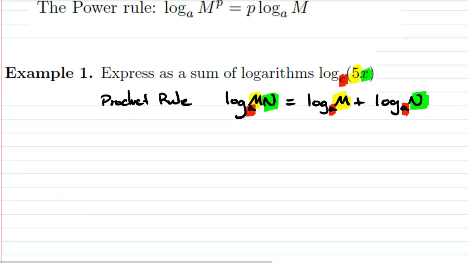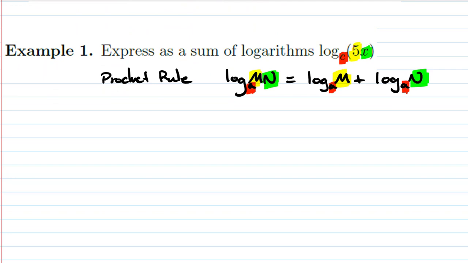So the logarithm base c of 5x is going to be the same as the logarithm base c of 5 plus the logarithm base c of x. So when we use this property, notice that the base of our logarithm stays the same.